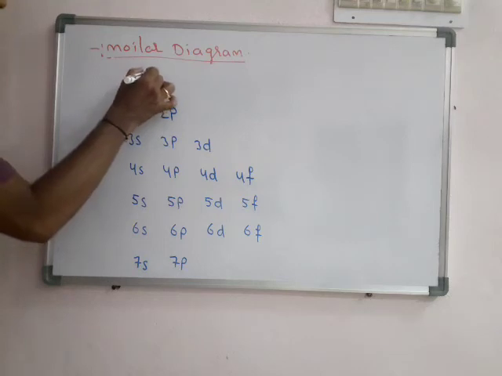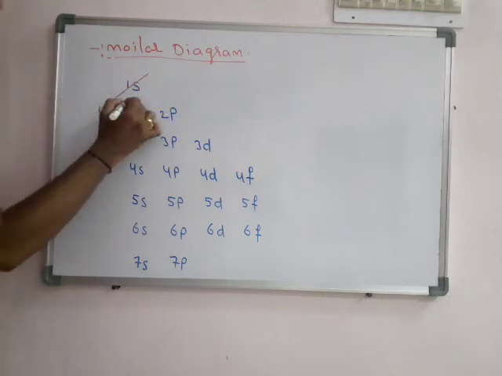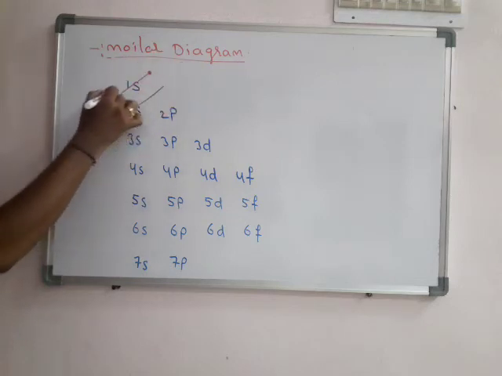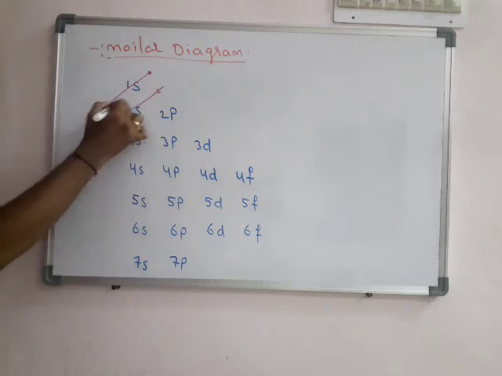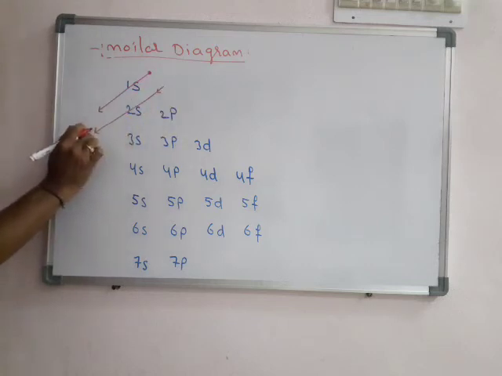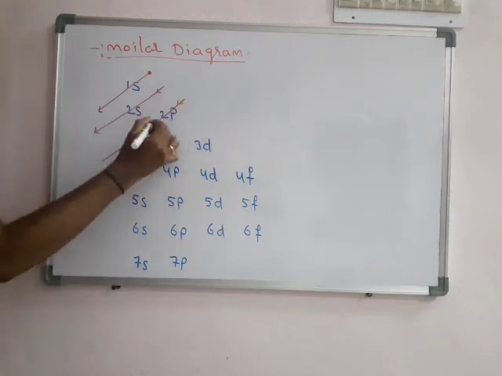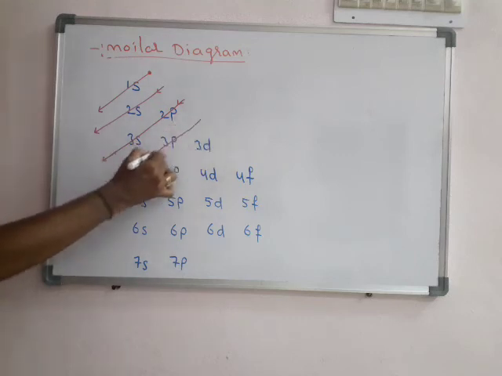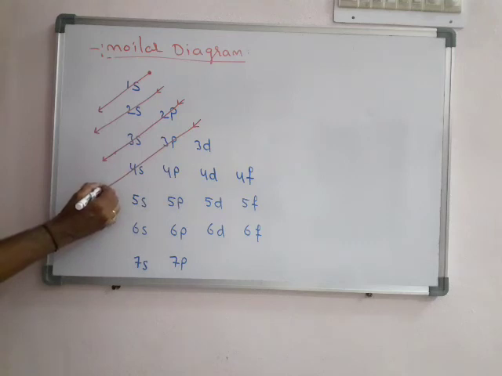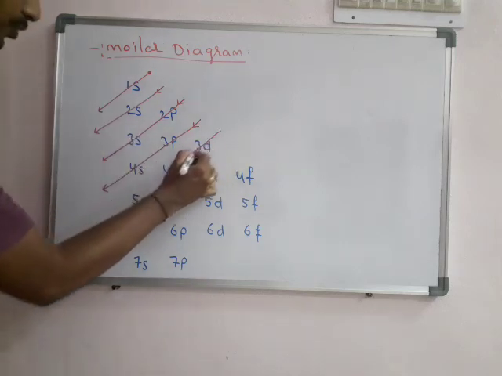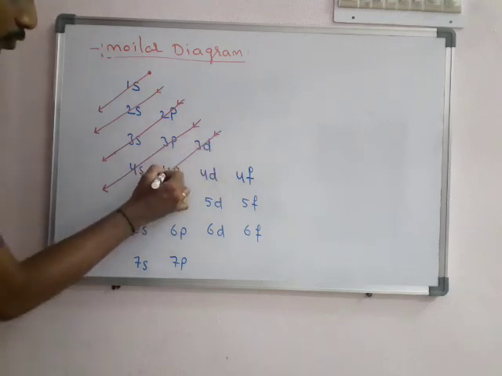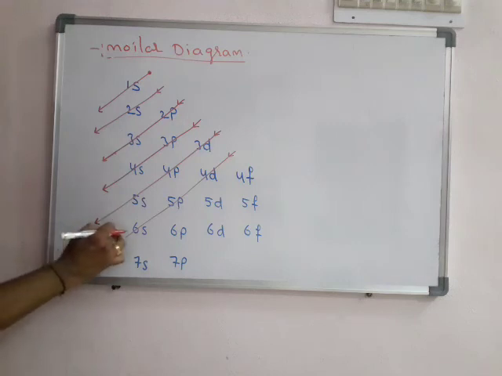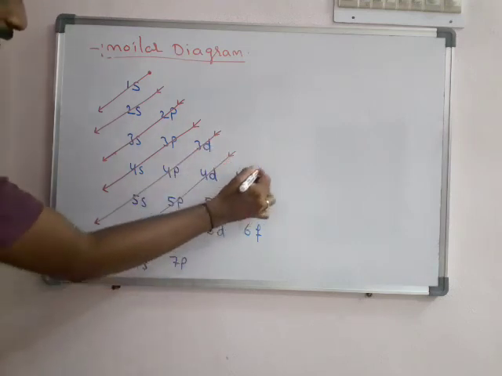First we take 1s. After completion of 1s, go to 2s. Then after 2s, your journey goes to 2p, then 3s. After 3s comes 3p. After 3p comes 4s, then after 4s comes 3d. After 3d comes 4p, after 4p comes 5s, and after 5s go to 4d, 5p, 6s. So it is like this.